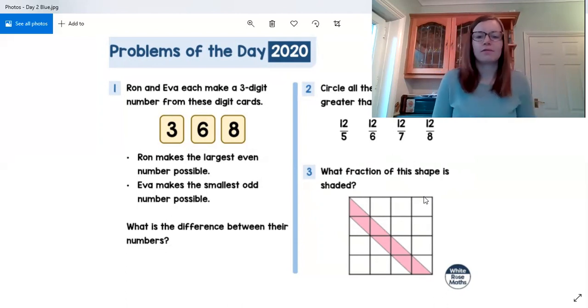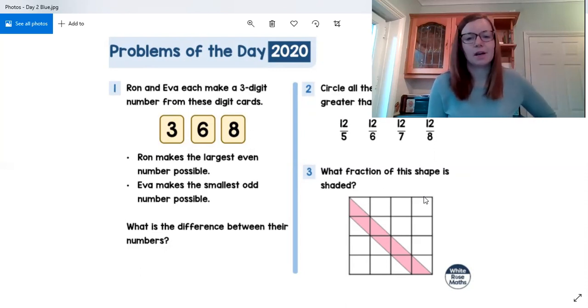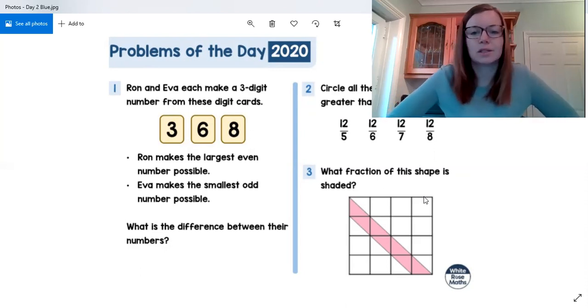So this is a case where we have to think about what do we know, what do we need to know, what can we work out, what calculations are required. Because there's not just going to be one step to the answer this time. I know we all like a nice quick answer, but sometimes we have to do lots of steps. So the first thing I think we should do is try and figure out Ron's number. It says it's the largest even number possible.